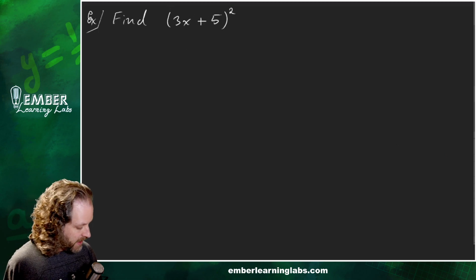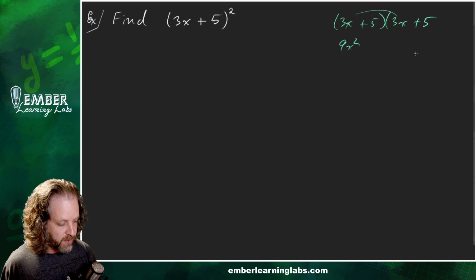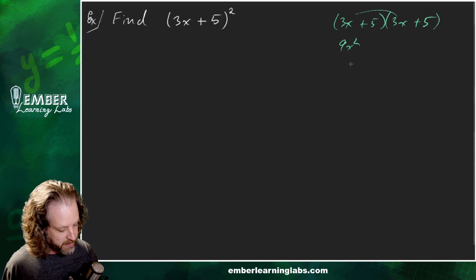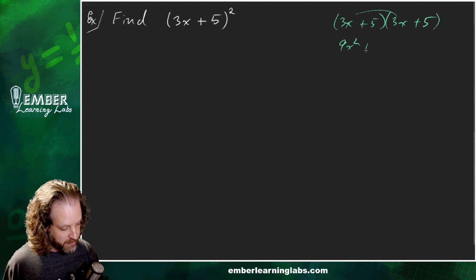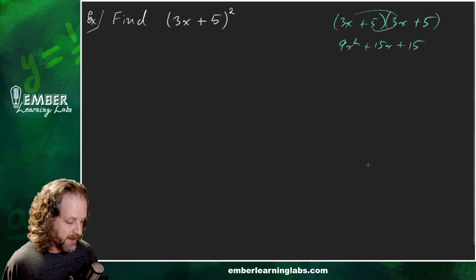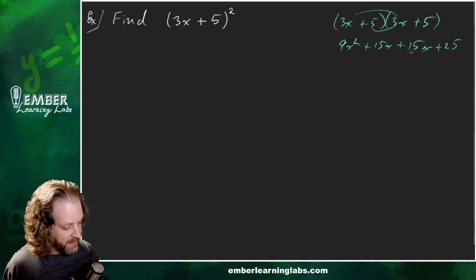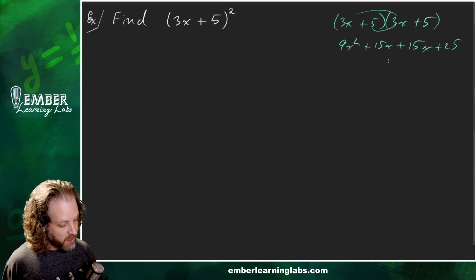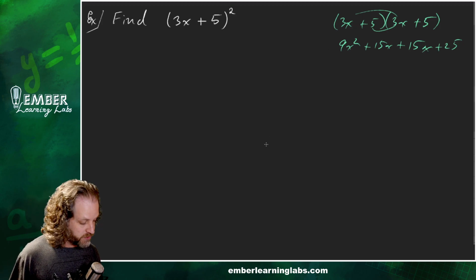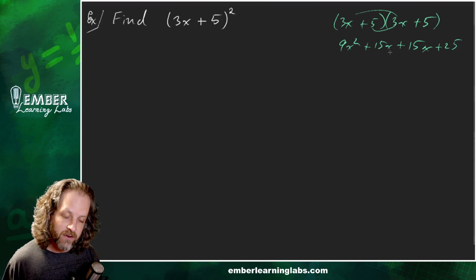So this guy, again, if we did this the normal way, we'd have to turn this into 3x plus 5 times 3x plus 5, multiply the first two and get 9x squared. Then the outside one would be plus 15x, and then the inside one is going to be plus 15x, and then the last one, 5 times 5, is plus 25. And then these added together would be 30x. So we could do all of that work, or we could just use this shortcut formula.